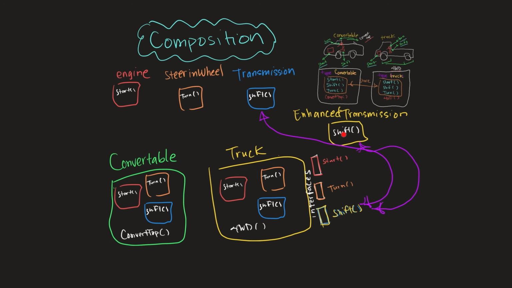So as long as they implement these shift methods, the truck doesn't care about the underlying implementation details as long as the implementation conforms to the interface. So then from the perspective of the truck, since the interface defines the contract between the truck component and the transmission component, the truck knows that the transmission component is going to have this shift method. So within truck, we can call the shift method and we don't need to care about the underlying implementation.